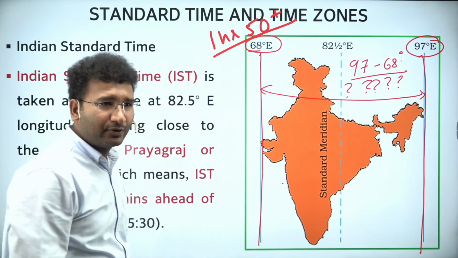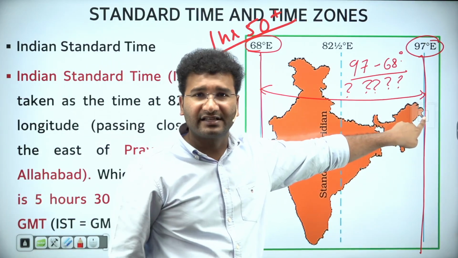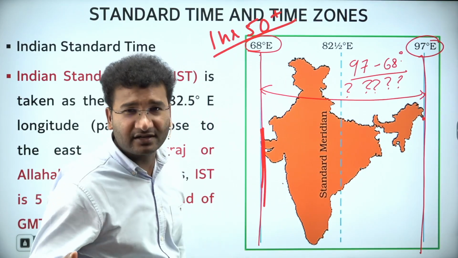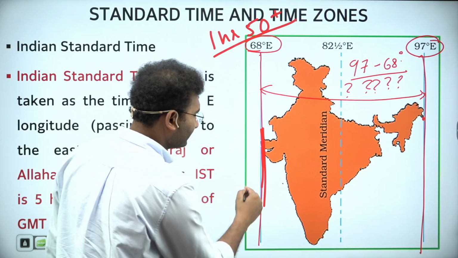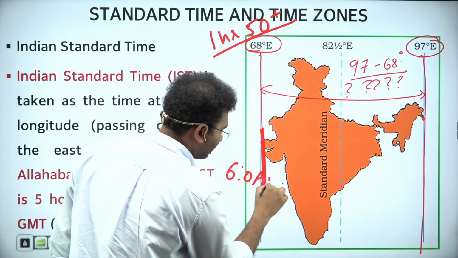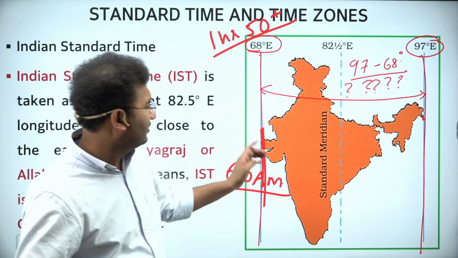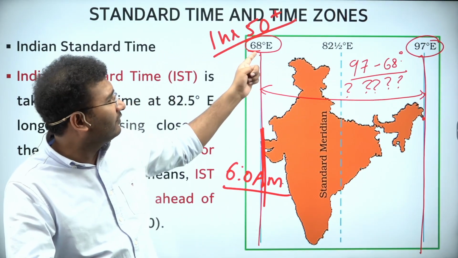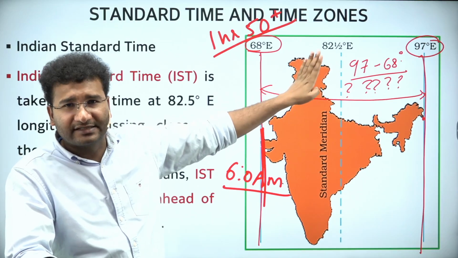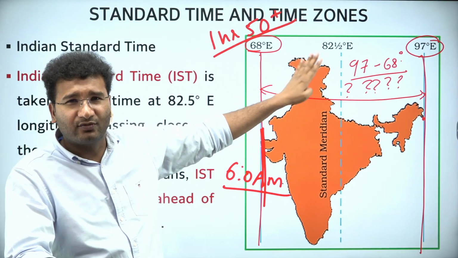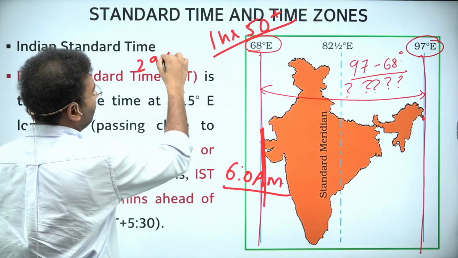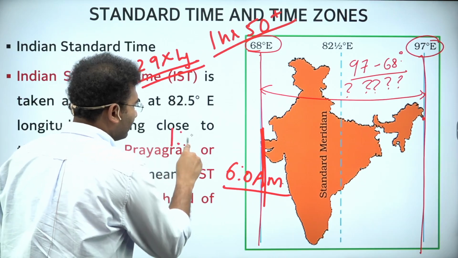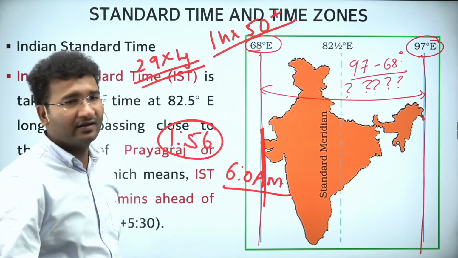Okay. Suppose the sun rises here at 6 a.m. Let's imagine, usually in summers, at what time does the sun rise? The sun rises here at 6 a.m. Right? Now, at what time should it rise there? There is a time gap of 29 degrees. Okay. 1 degree is equal to 4 minutes. So 29 into 4. How much? Yes, 1 hour 56. This is the time gap.